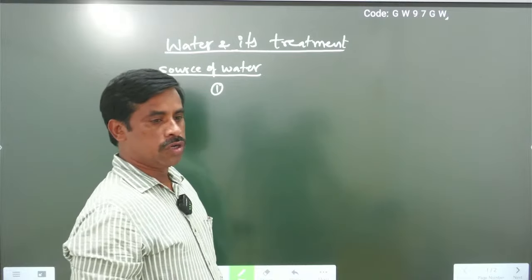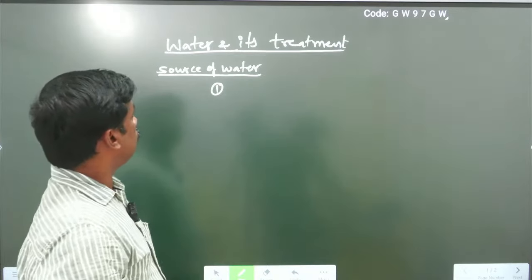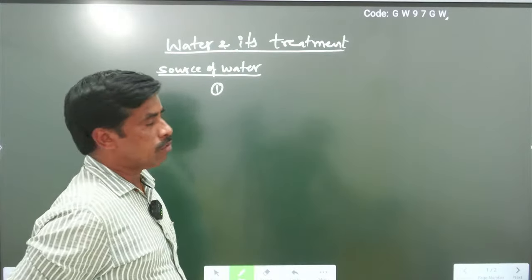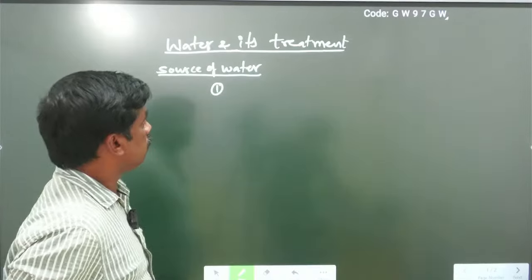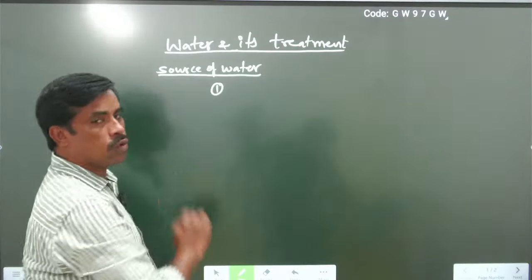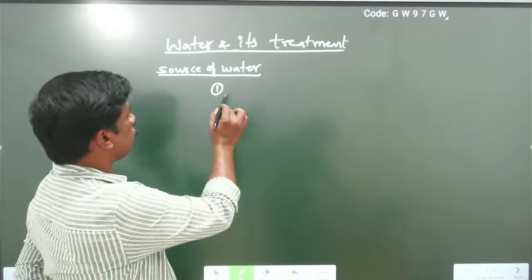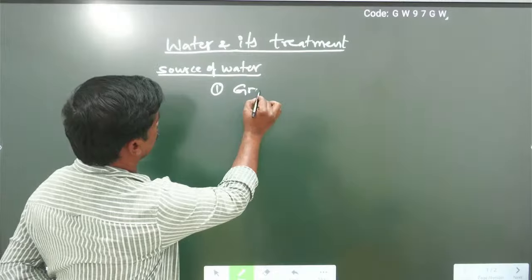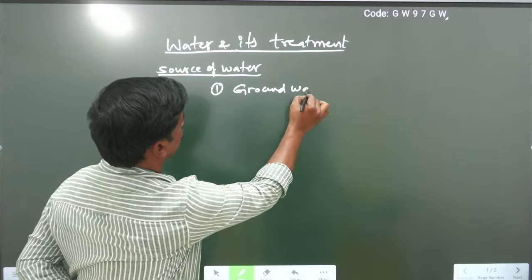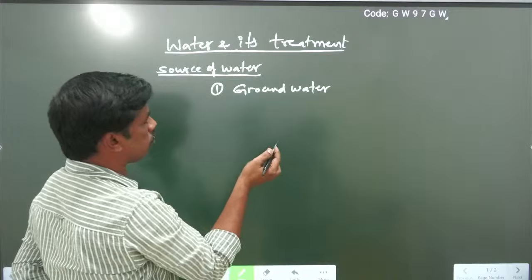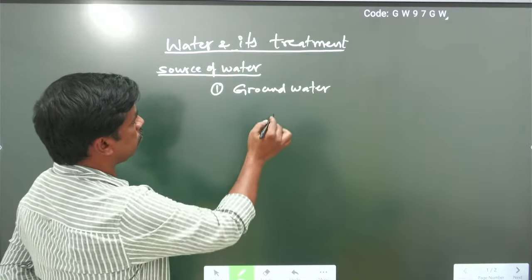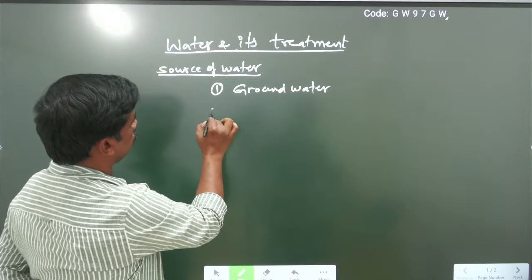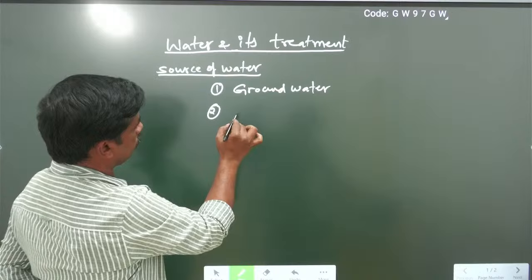Yes, today I am going to discuss Diploma engineering chemistry, the topic water and its treatment. First of all, I would like to introduce the sources of water. What sources of water are available? One is groundwater. Groundwater means pond, borewell water, etc. That is treated as groundwater.